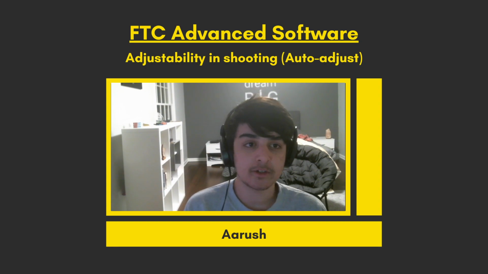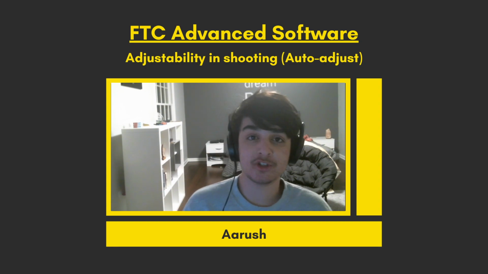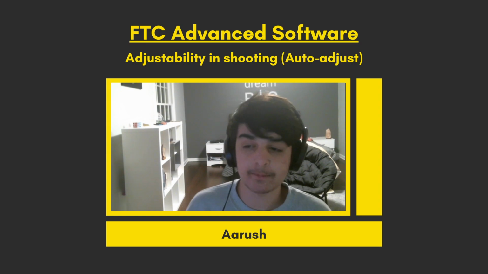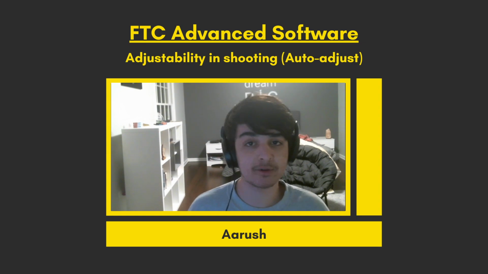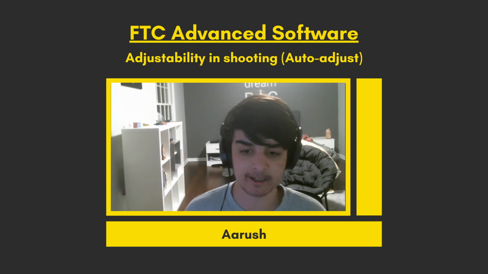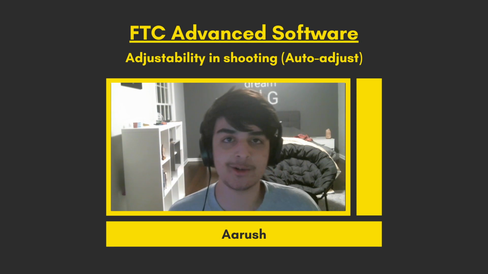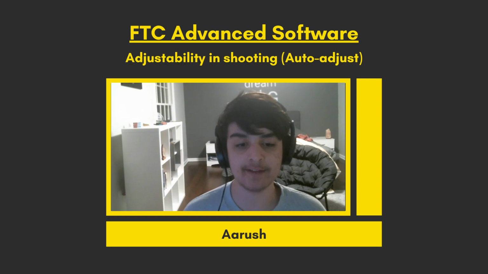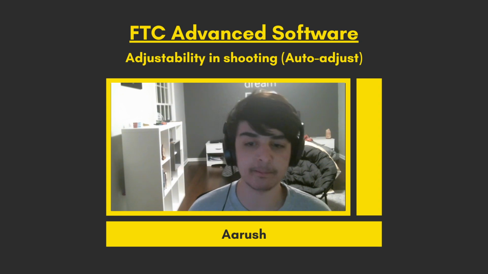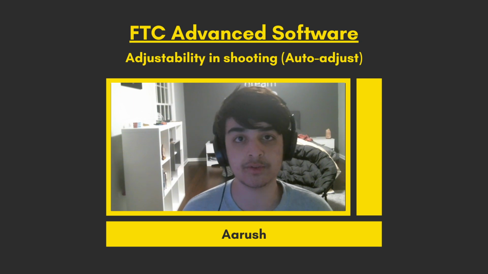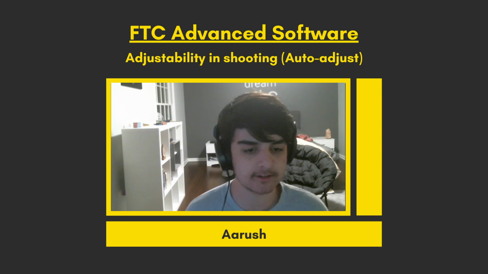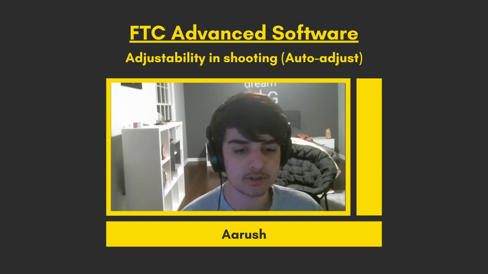So today we're going to be covering adjustability in shooting. That means being able to change your shooting speeds and the angle at which you shoot, depending on a certain input. This is going to be done using something known as a lookup table and FTCLib, which is an amazing source for anyone who's interested. The link will be in the description. You should definitely check that out because you will need it for this tutorial.